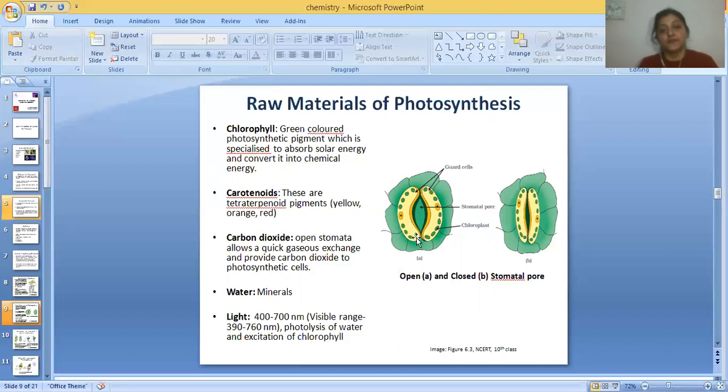Then we need water. Water has absorbed minerals as well. We take it from soil. Then we need light to carry the process of photosynthesis. We need the range of 390 to 760 nanometer, and it causes photolysis of water and excitation of chlorophyll.